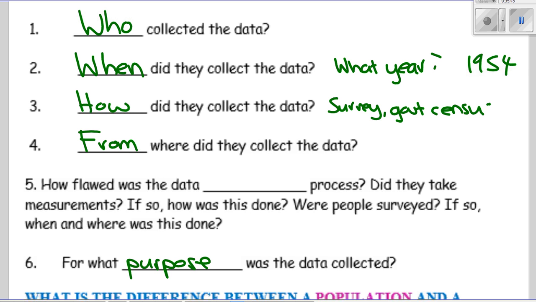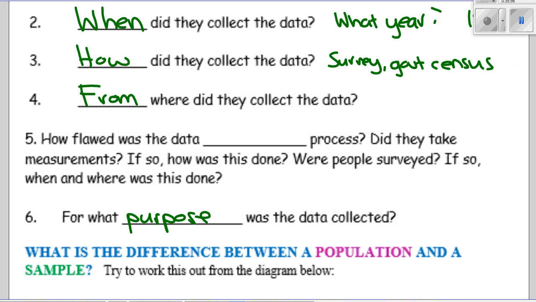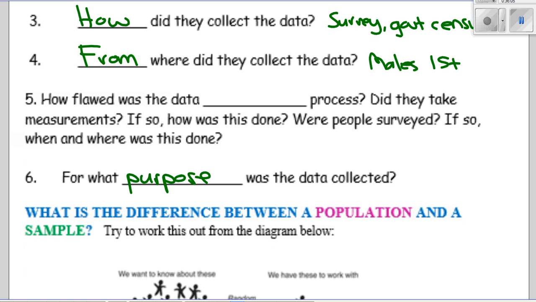Who collected the data? Was it a government, a business, a corporate instead? From where did they collect the data? E.g., was it males 15 plus? From which country? Like, was it Bermuda? Was it just the Caribbean countries? Was it just European countries?